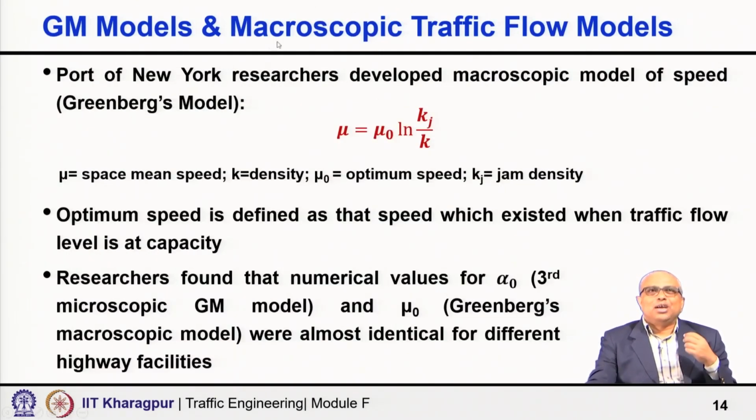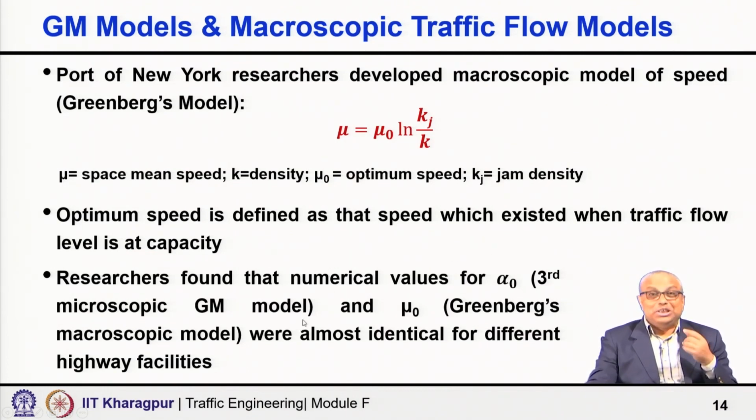So, what happened? Port of New York researchers developed a macroscopic model of speed, Greenberg's model. You can see mu equal to mu 0 into ln kj by k. Mu is the speed, obviously k is the density, mu 0 is the optimum speed, that is the speed at capacity, and kj is the jam density. Now, optimum speed, as I have said, is the speed when the traffic flow level is at capacity.